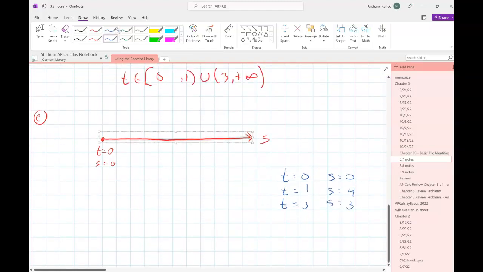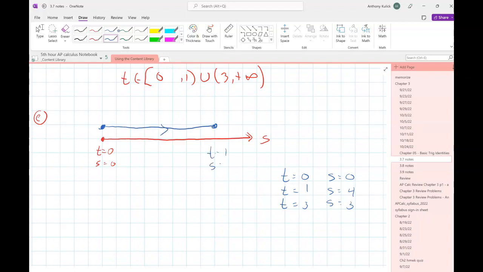Okay, so what's going on here? Here's my particle starting at time 0. We go forward until we get to time 1 where we're at position 4. And then we backtrack, start moving backwards to time 3, where again we're back at position 0. And then from there we move forward in perpetuity. So that's kind of what the particle is doing.